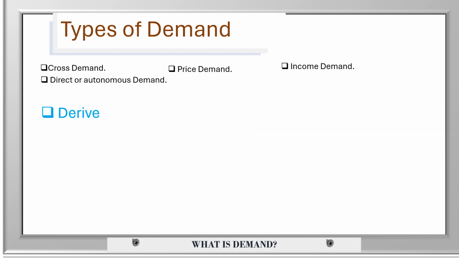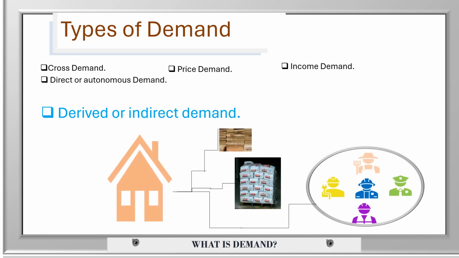The next is derived or indirect demand. This refers to demand for a certain good or service that stems from demand for a related or different good or service. To illustrate this, when there is a high demand for new homes, this will translate to high demand for harvested lumber or timber, cement, and also labor. Please note that labor is a very crucial aspect of derived demand, as it is very much dependent on the level of demand for other goods and services.